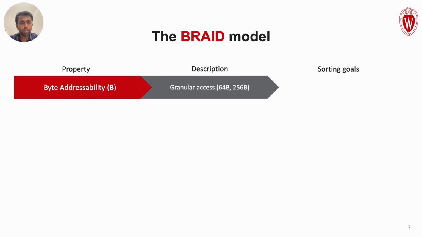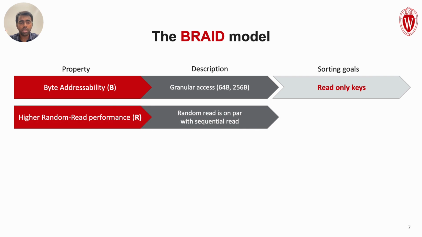Properties such as byte addressability, where you can now perform granular accesses to the device. So the sorting goal must be to read only keys, as we only perform sorting on the keys. The second would be higher random read performance. Random read is on par with sequential reads on these new devices, which means you don't need to perform only sequential reads and sequential writes. Perhaps try to use random reads of keys and values when possible.